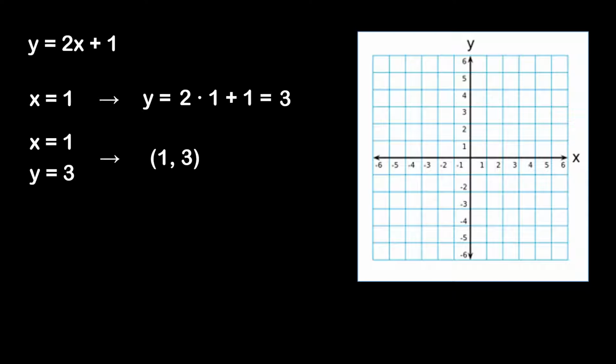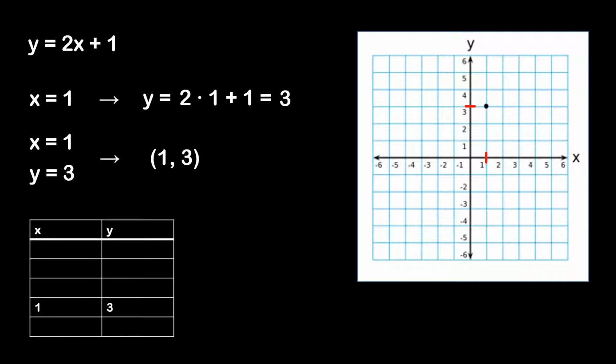We then look over to our graph, we look for 1 on the x-axis, we mark that with an indent. We look for 3 on the y-axis, we mark that with an indent, and then we trace that over to a point and plot that point. And then if we want to plot multiple points, it might be helpful to create a table with x and y. So we already have one coordinate, (1, 3), so we can put that in our table.